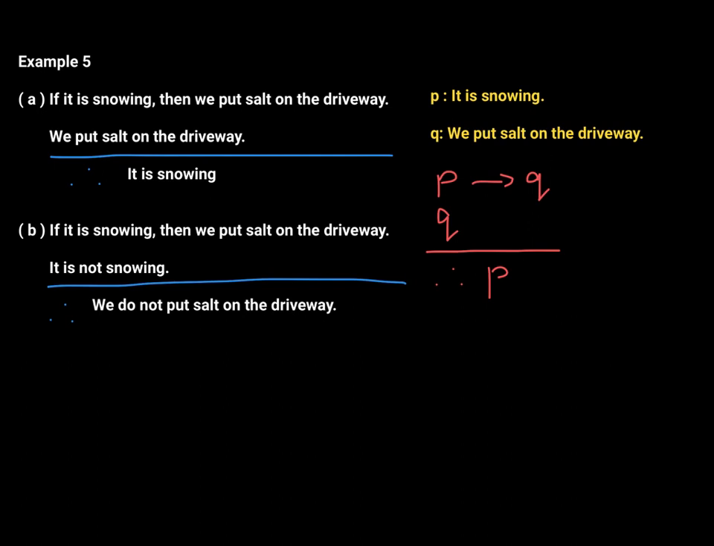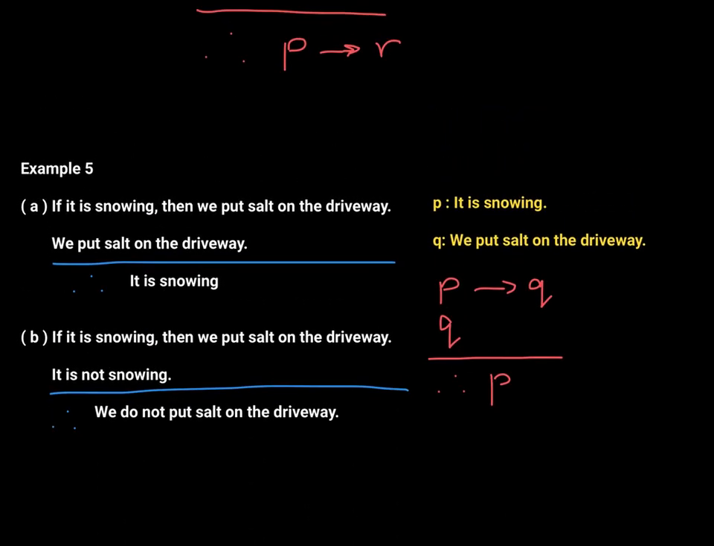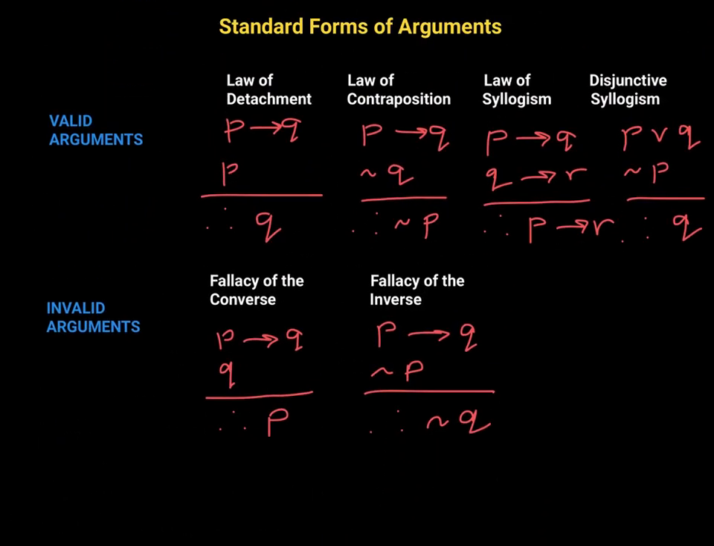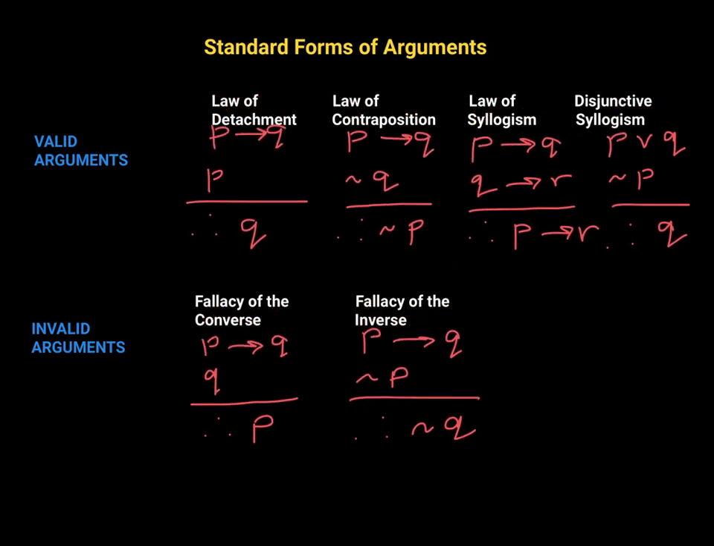Now, this is the fallacy of the converse. Fallacy of the converse right here. If we have if P, then Q, and then you're given Q, you cannot necessarily conclude P. That's not a valid argument. Again, if you have if P then Q, and then you're given that Q happens, that doesn't necessarily mean that P must happen.